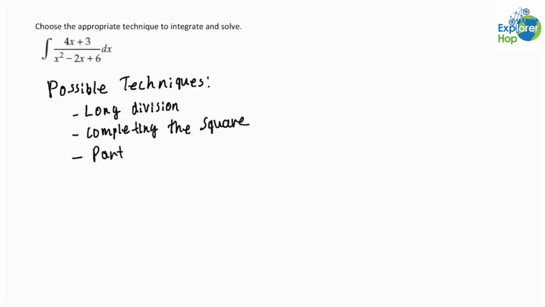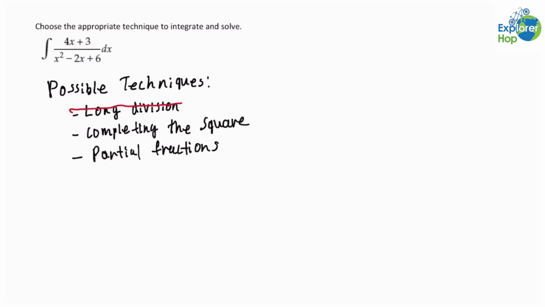include using long division, completing the square, and using partial fractions. From the function, we can see that the numerator has a lower degree than the denominator, because the numerator is a degree 1 polynomial, and the denominator is a degree 2 polynomial. So right away, we know that long division isn't going to be helpful. So we can cross out long division.